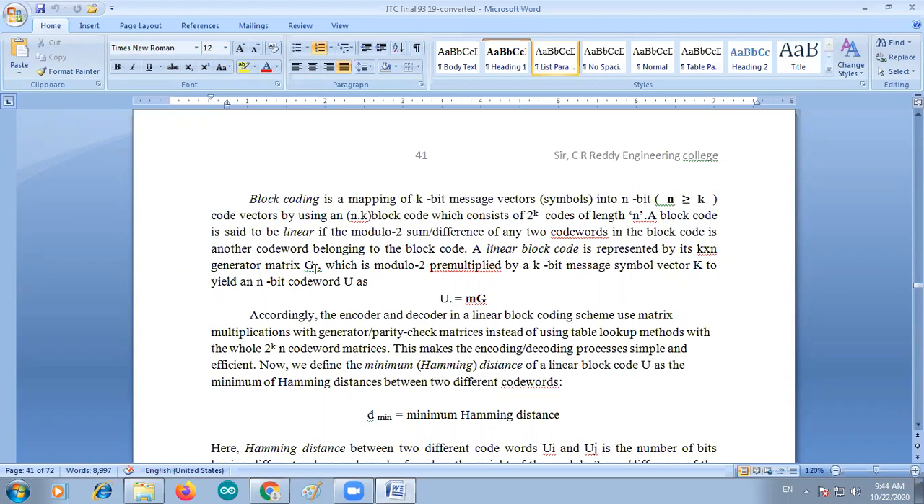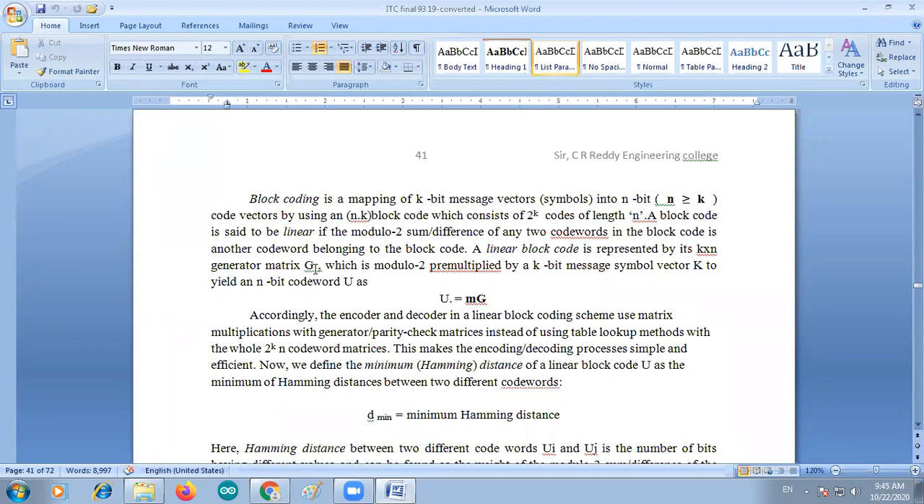Accordingly, the encoder and decoder in the linear block code scheme use matrix multiplications, which are related by the parity check matrix, instead of using the lookup table method, which holds 2 to the power of k n-bit code words. This makes the encoding and decoding process simple and efficient.